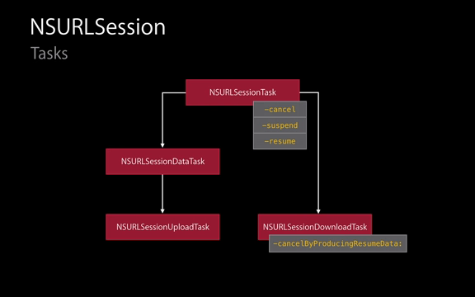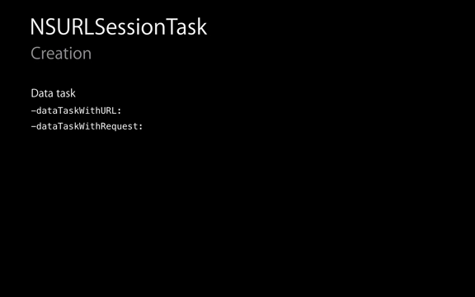So to create task objects from a session, data task with URL, you just give it an arbitrary URL, HTTP, whatever is going to be supported by the protocols. Data task with request, which takes an NSURLRequest, which is sort of the older way of specifying binding a URL with a method, or however your protocol is going to interpret that request.